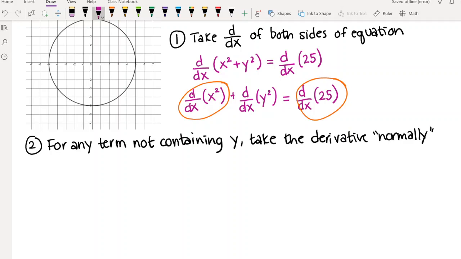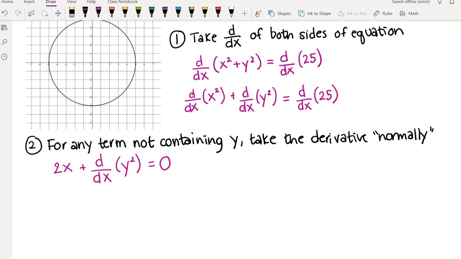So the derivative of x squared is 2x. So we have 2x plus, and then we'll talk in a moment about how to deal with this next part, the derivative of y squared, because that one does have a y. And then what's the derivative of 25? Well, that's 0.